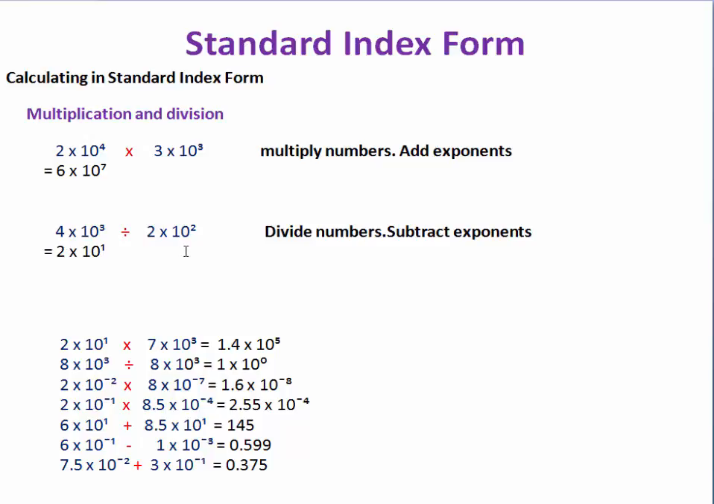Similarly, with dividing, when we're dividing powers or our indices, we subtract, so it'll be 3 minus 2. Okay, so 4 divided by 2 is 2, and then this 10 to the power of 3 divided by 10 to the power of 2, we subtract the 2 from the 3. 3 minus 2 is 1, so it becomes 2 times 10 to the power 1. Okay, here I've given some examples. Work through them and see if you can do those.